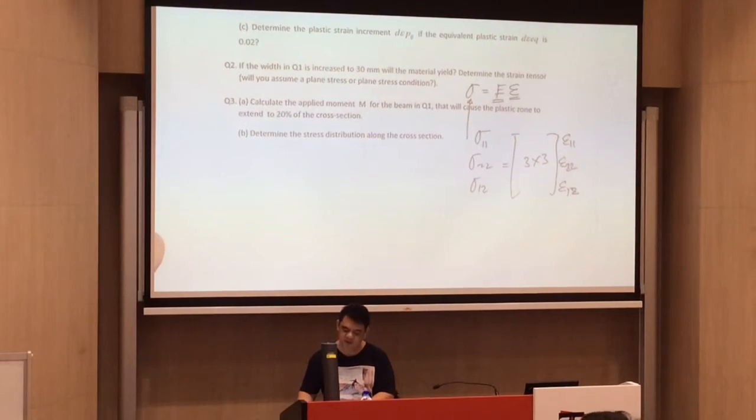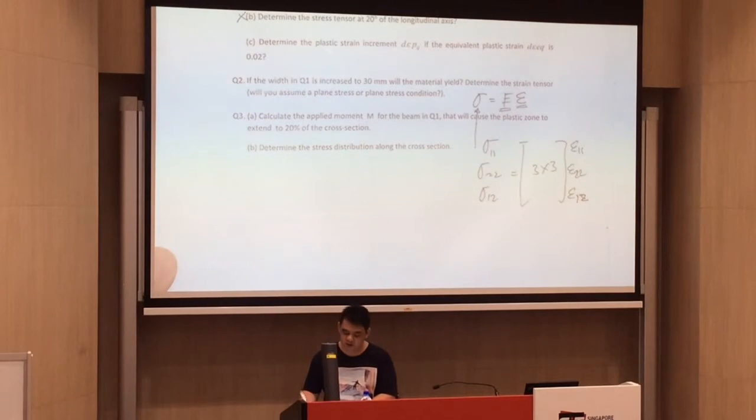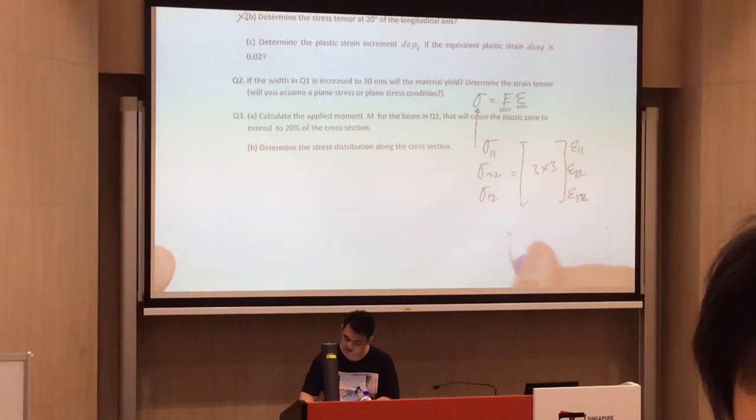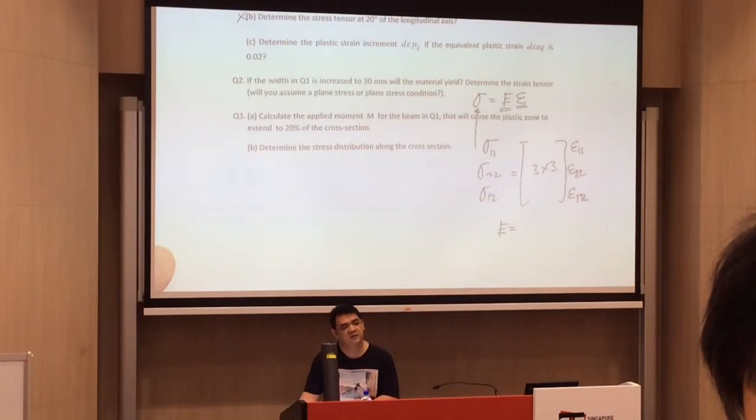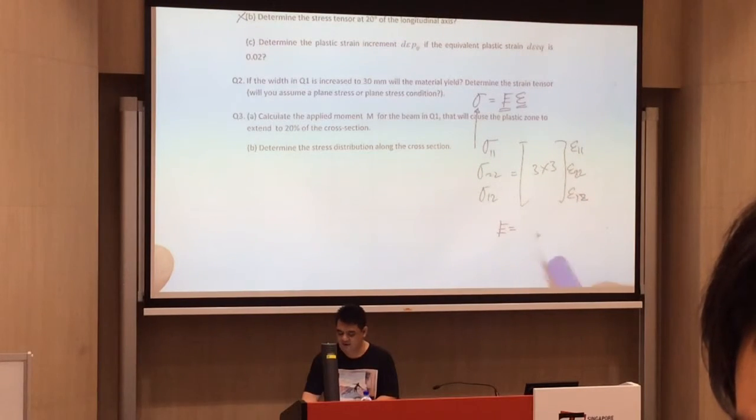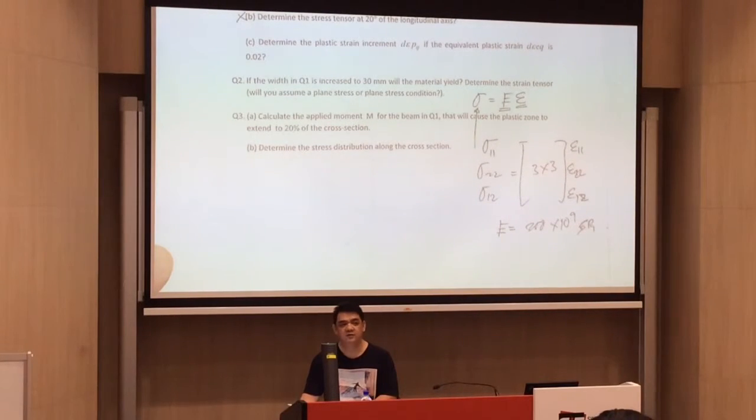Oh, sorry, I didn't mention the modulus here. Let's assume a modulus here. So your E, what's the modulus of steel? 200 times 10 to the 9 Pascal. Okay, 200 or 2 times 10 to the 9? Times 10 to the 9.